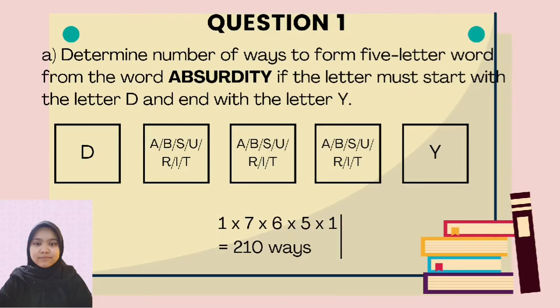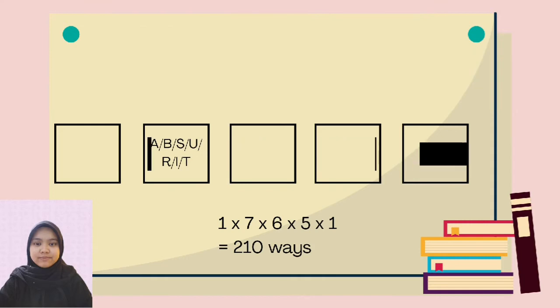Question 1a. Determine the number of ways to form a 5-letter word from the word ABSURDITY if the word must start with the letter D and end with the letter Y. 1 comes from the letter D and Y. 7 comes from the word ABSURIT, times 6 because the letter is not repeated, and times 5. So the answer is equal to 210 ways.